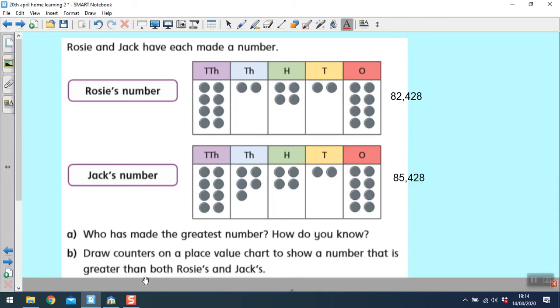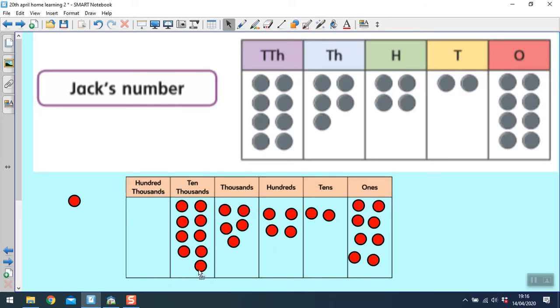And it says, draw counters on a place value chart to show a number that is bigger than both Rosie's and Jack's. So what you need to do is draw yourself a place value chart that's got 5 columns, like this one. Draw a number that's bigger than both Rosie's and Jack's. So because Jack's is the biggest number, I could have it in there and put some extra ones in as well. There's lots and lots of things that I could do.